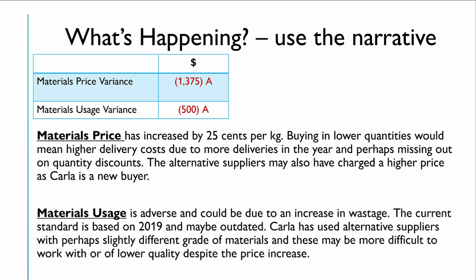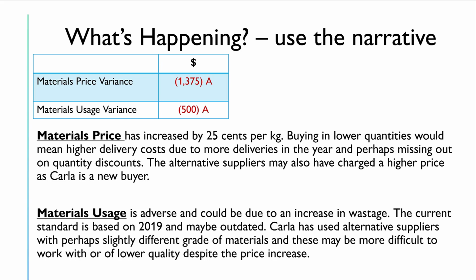Again, material usage is adverse, and it could be due to wastage. The current standard is based on 2019 and might be overdated. Carla has used alternative suppliers with perhaps slightly different grade of materials, and these may be more difficult to work with or of lower quality. You can infer all of that from that narrative and looking at that usage variance in combination with the price variance.